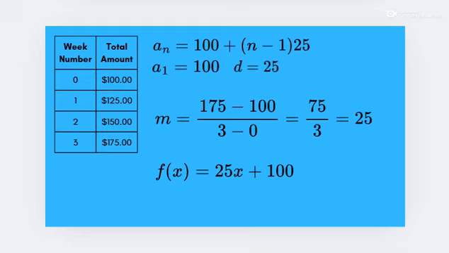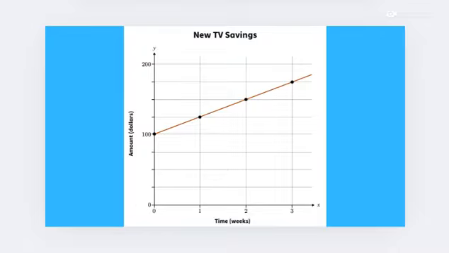So our formula is a sub n is equal to 100 plus n minus 1 times 25. So a sub 1 is going to be 100, and d, the rate of change, is equal to 25. So to find our slope, you just take two consecutive terms. They took the last two, and they did 175 minus 100, and 3 minus 0, and you end up with 75 over 3, which is equal to 25. So the formula is f of x is equal to 25x plus 100. And that is what your graph is going to look like.